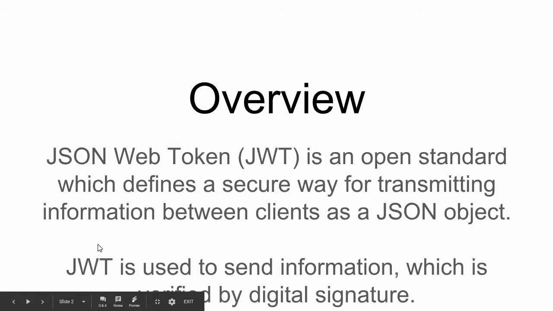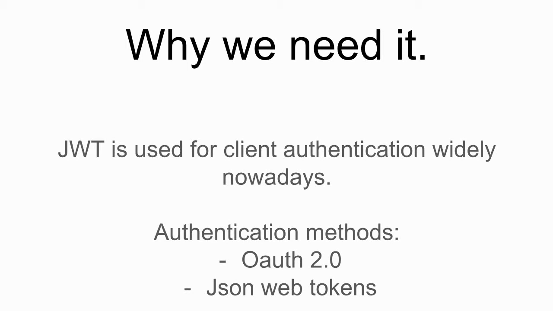So let's take an overview first. So what is JSON Web Token? JSON Web Token is an open standard which defines a secure way for transmitting information between clients as JSON object. JSON Web Token, or shortly JWT, is used to send information which is verified by digital signature. Because of its complex structure, JWT is usually used in HTTP authorization headers or in URL query parameters.